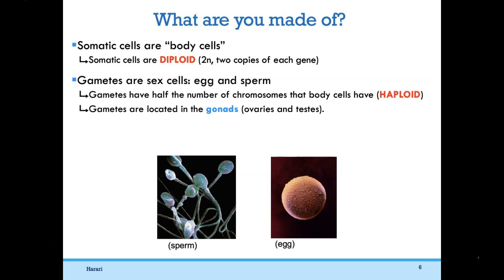Gametes are not located all throughout the body. They're only located in the gonads. So in females, that means ovaries. In males, that means the testes. And the gametes are what can pass on DNA to the next generation.